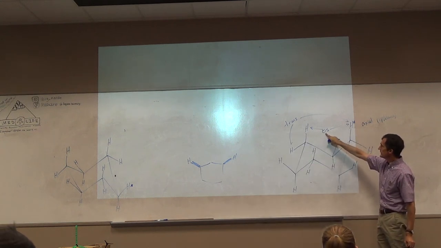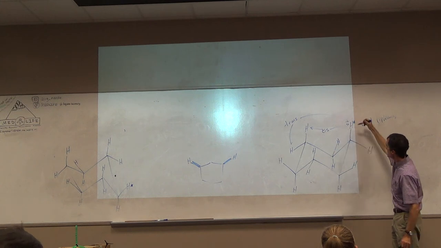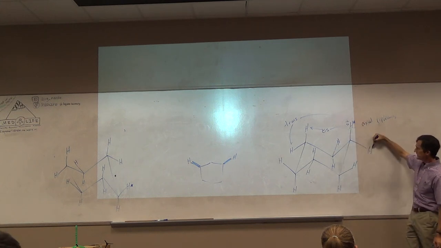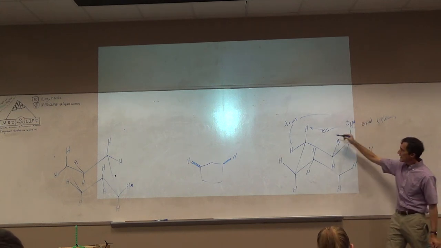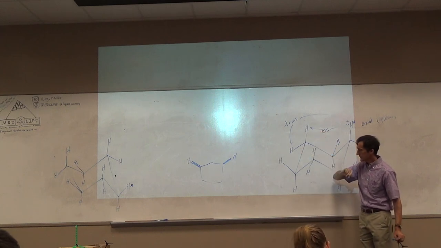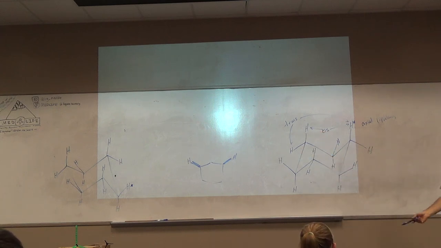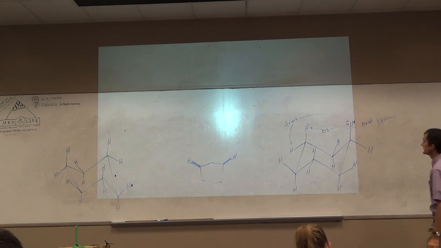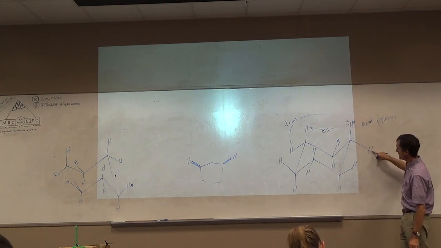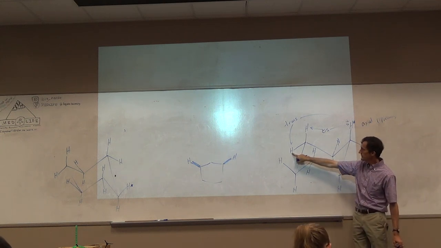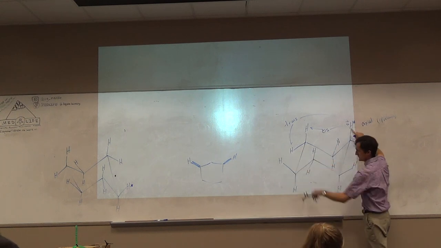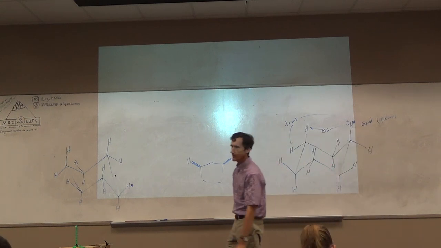Easiest way to tell if these are cis or trans is, look at them. This H is up compared to the other H. That H is up compared to the other H. They're both up, they're cis. This H is up compared to the other H. That one's down compared to the other H. These two are trans. That's how you do that, no matter where the groups are positioned.